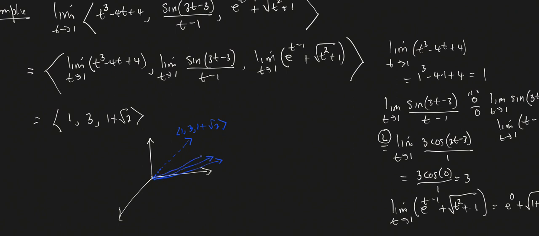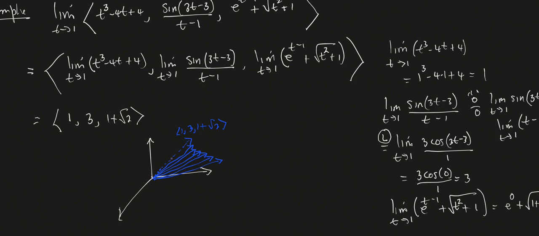And then remember, all these vectors start at the origin. So you get essentially a sequence of vectors, and as your t gets closer and closer to 1, these vectors all get closer and closer to 1, 3, 1 plus the square root of 2. So it's essentially a limit of vectors that we're looking at. As t gets closer and closer to 1, this vector function produces vectors that are closer and closer to 1, 3, 1 plus root 2.